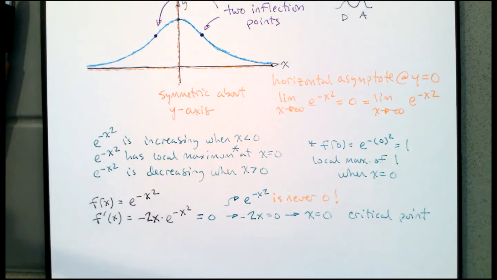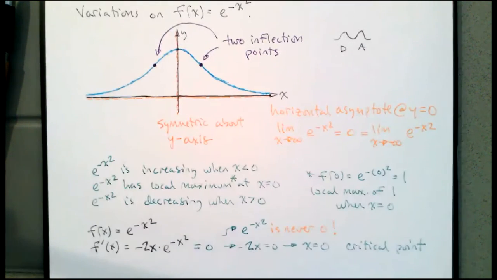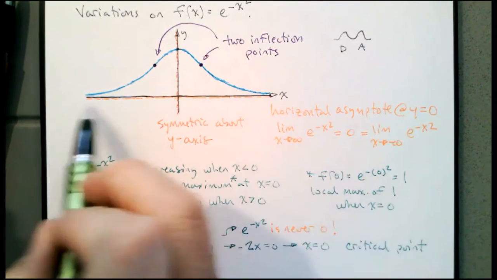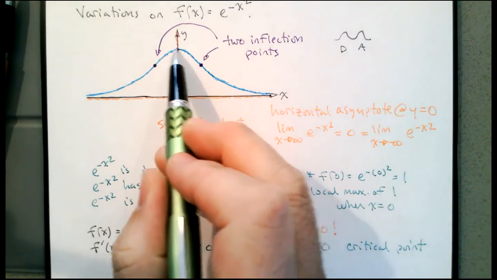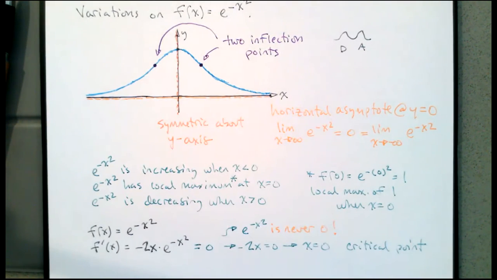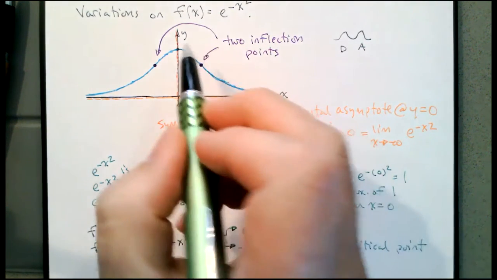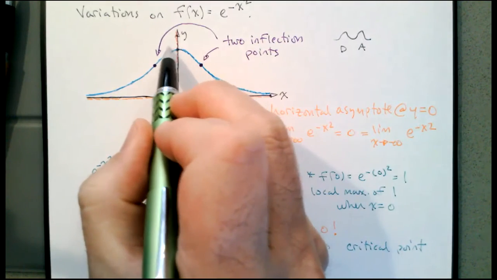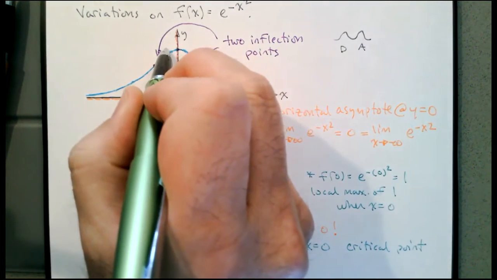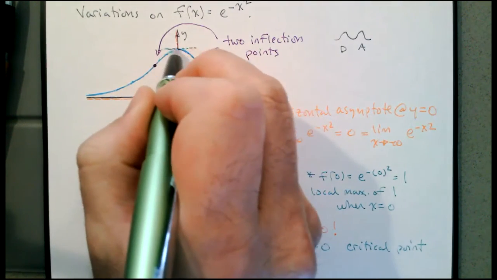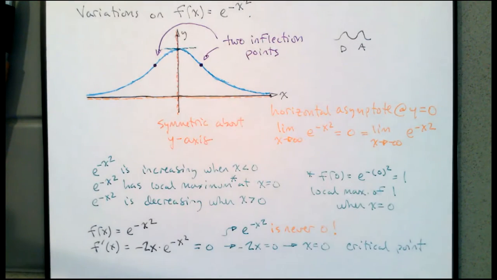The very last f prime of x, and then we have the answer on the right. x equals 0 is the critical point. If we look on the graph, is that 0 somewhere on the graph? Yeah, it's on the x-axis when x is equal to 0. There's the critical point. So just like we suspected, the function goes flat at that point. That's the critical point of the function.